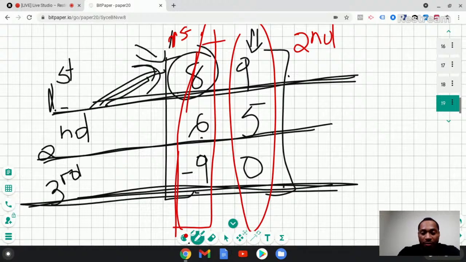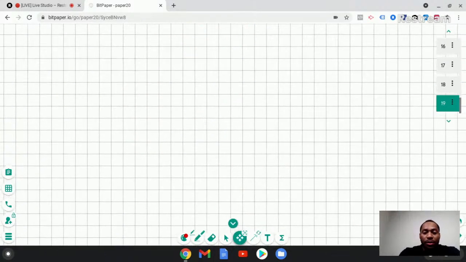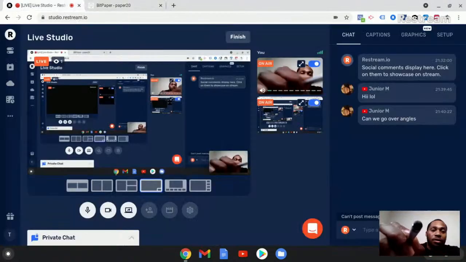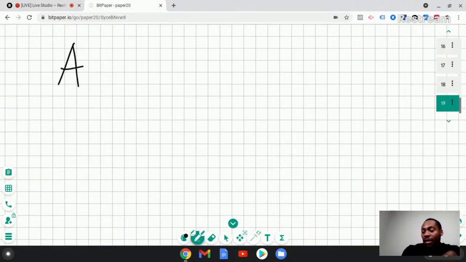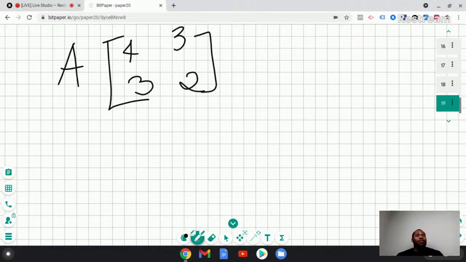So let's say we have a matrix A, and I'm using a capital letter for A. Let's say we have a matrix A that's 4, 3, 3, 2. Now, there's a bunch of stuff we can do with this matrix. The first thing that we can do is find the inverse of the matrix. But let's start with some easy stuff.